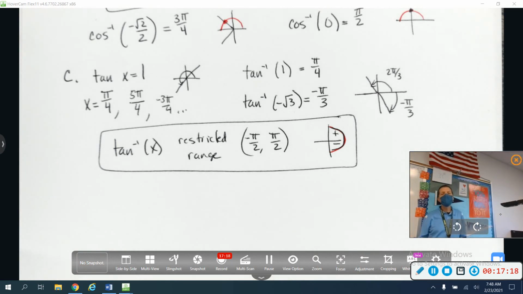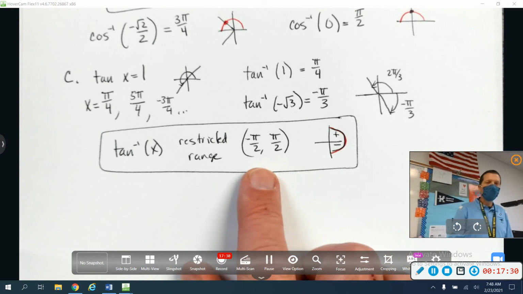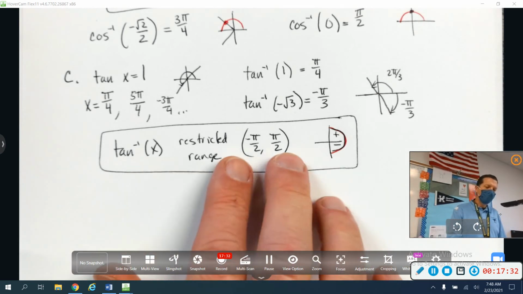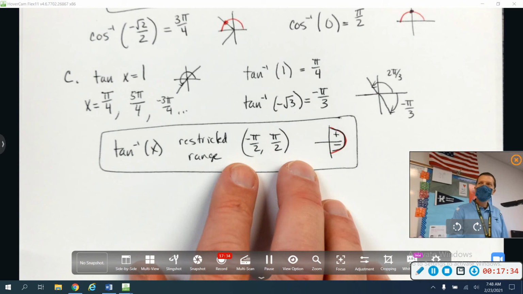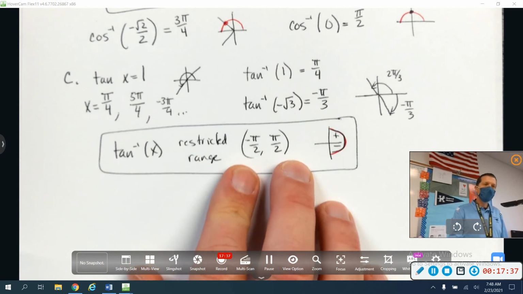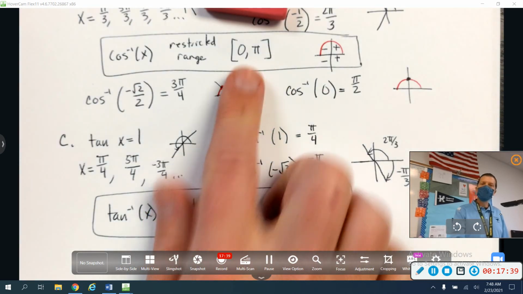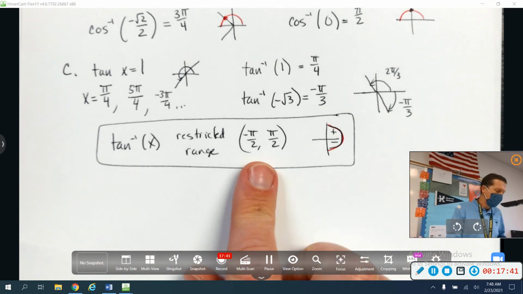The reason is, do you remember what the tangent of pi over 2 is? Sine over cosine, 1 over 0. It's undefined. So this is a minor point, not one that we really have to deal with, but tangent's restricted range doesn't include the endpoints because it's undefined there. The others are 0s and 1s, so they're okay. But that undefined business makes us have a parentheses there.